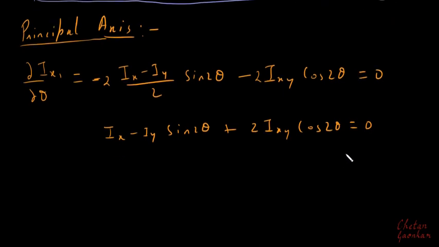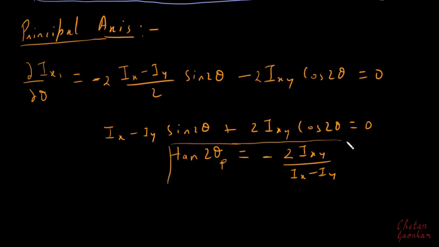And then if I simplify this further, I should get tan 2 theta is equal to minus 2 times Ixy divided by (Ix minus Iy). So this is the angle of theta where the value of moment of inertia will be maximum. I can call this theta p to indicate that this is the theta value of the principal angle.